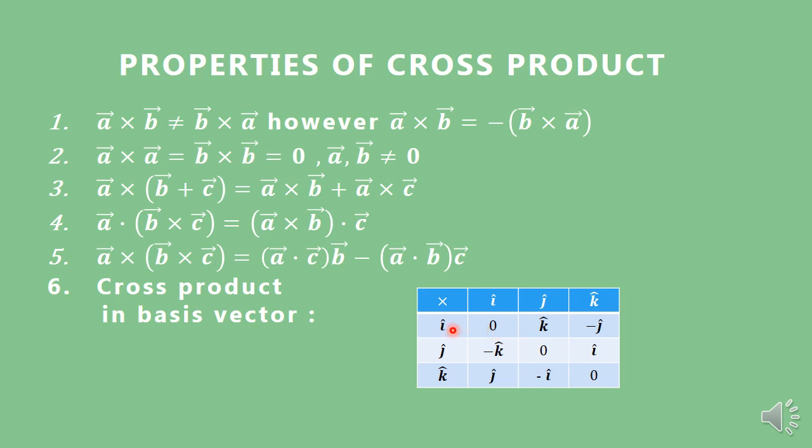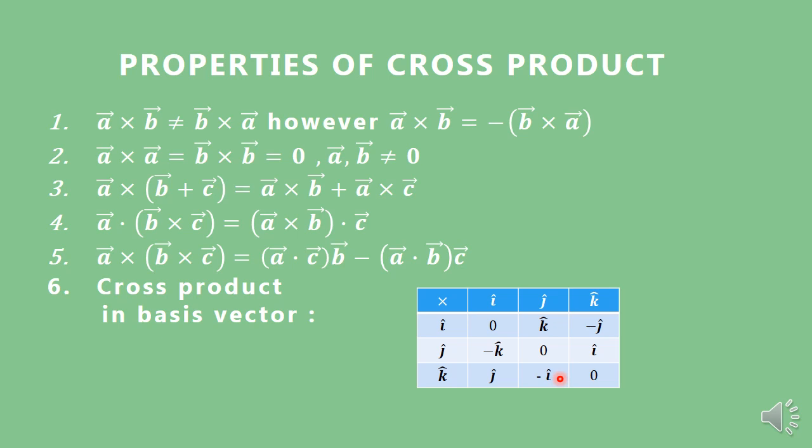What if the vectors are different? I cross J is K. I cross K is negative J. J cross I is negative K. J cross K is I. K cross I is J, and K cross J is negative I.